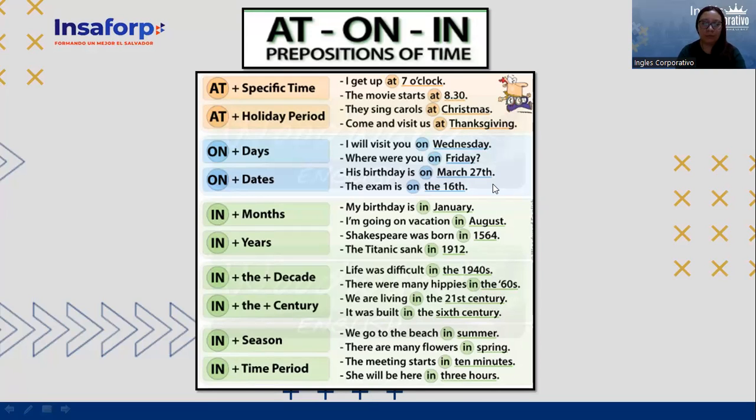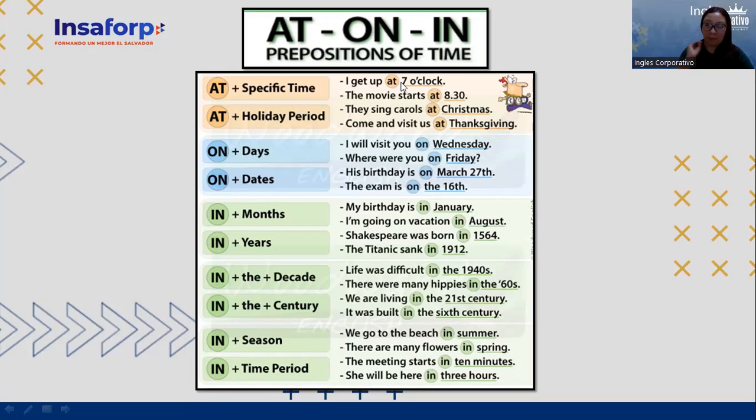Iniciamos. At plus specific time, I get up at 7 o'clock. No pronunció la preposición. Ah, la voy a repetir toda. At plus specific time, I get up at 7 o'clock. The movies start at 8:30. Yes. A veces, por cuestiones de que es nuevo para nosotros, el cerebro escucha I get up 7 o'clock y piensa que este up de get up es la preposición, pero no. Siempre hacemos la pausa. I get up at, right? Entonces es como up at, right?